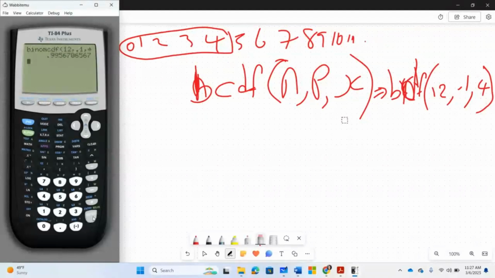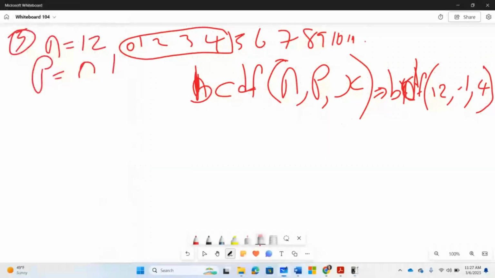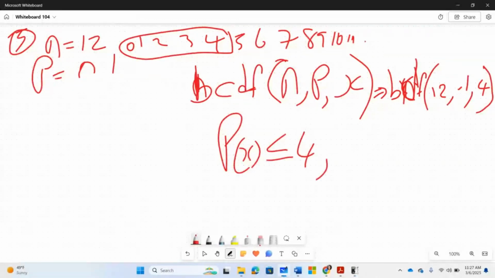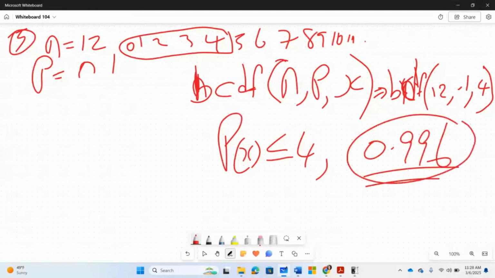So the probability to 3 decimal places of accumulating from 4 down to 0 is 0.996. The probability of x such that x is less than or equal to 4 is 0.996 to 3 decimal places. If I'm told to write my answer in percent, it's 99.6%.